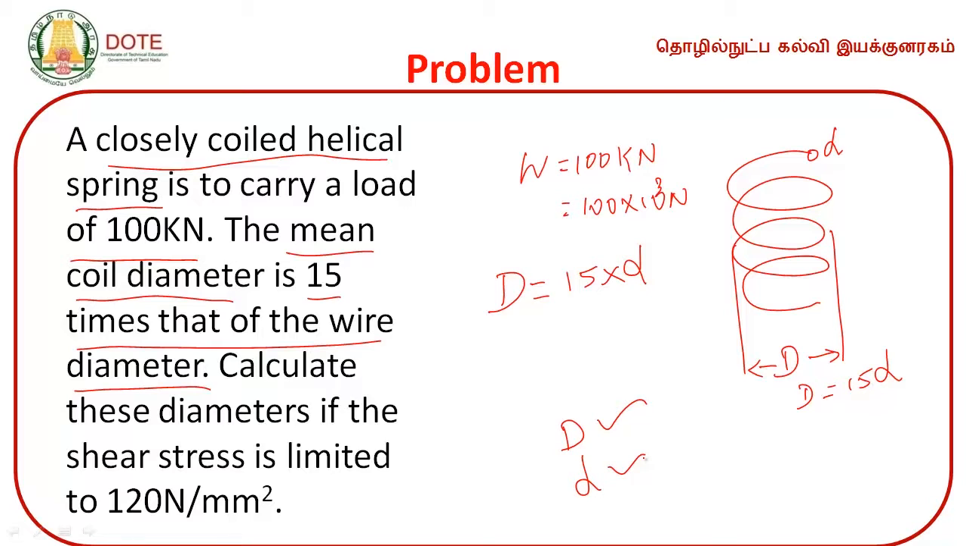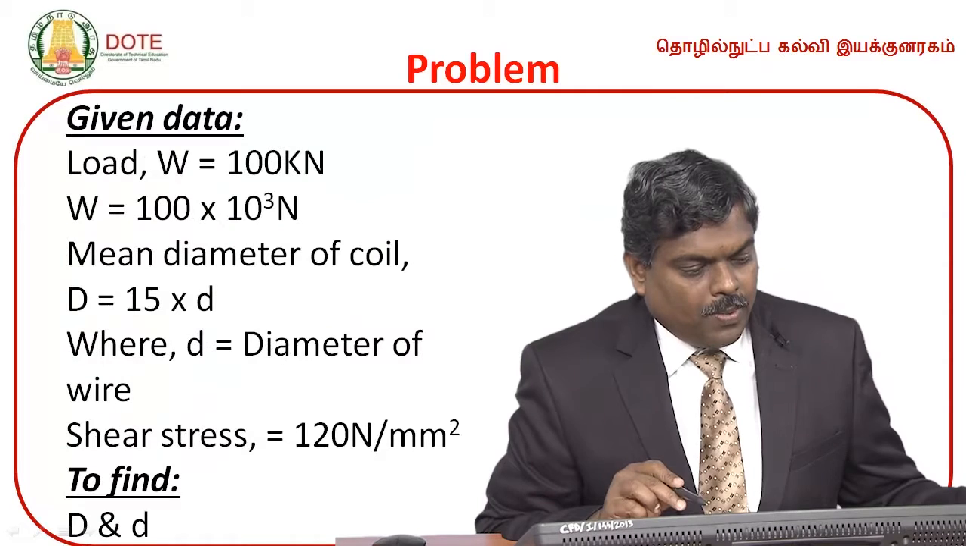If the shear stress is limited to 120 Newton per mm square. 120 Newton per mm square is given. Okay, so this is the problem given to us. Now we are going to solve this problem.